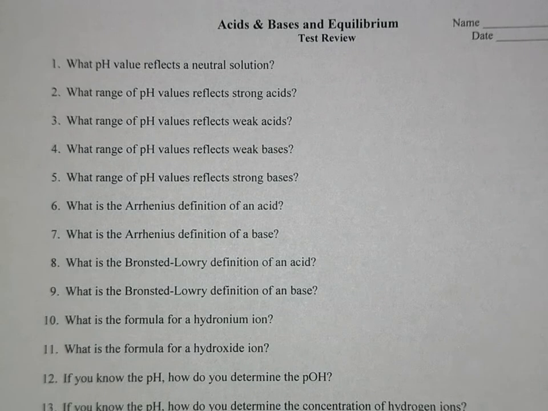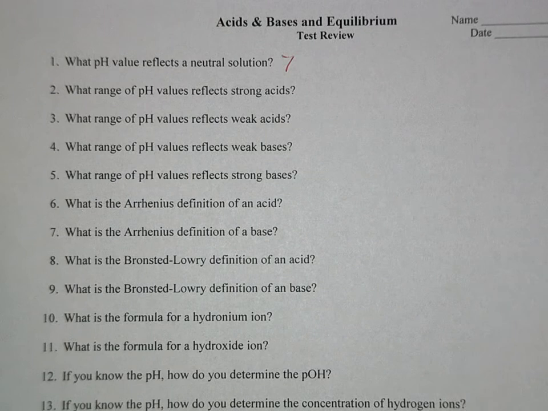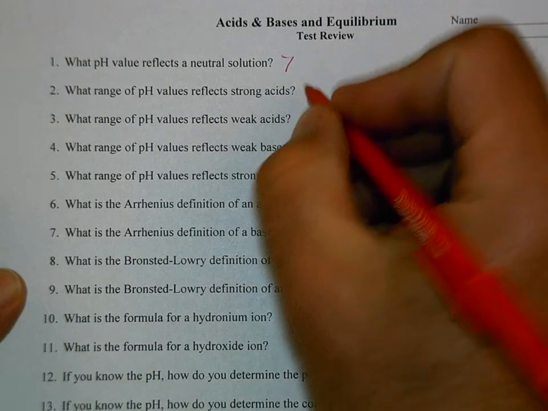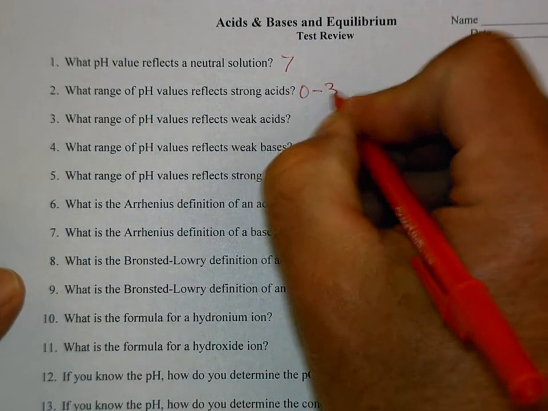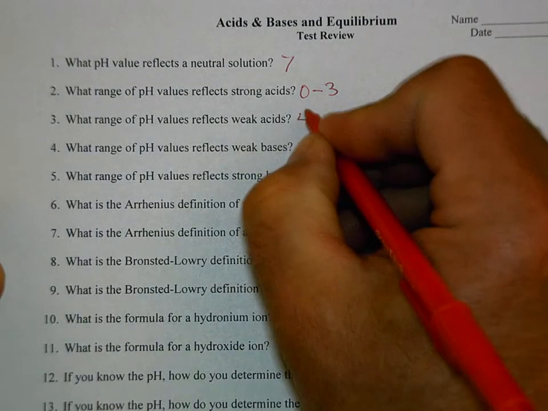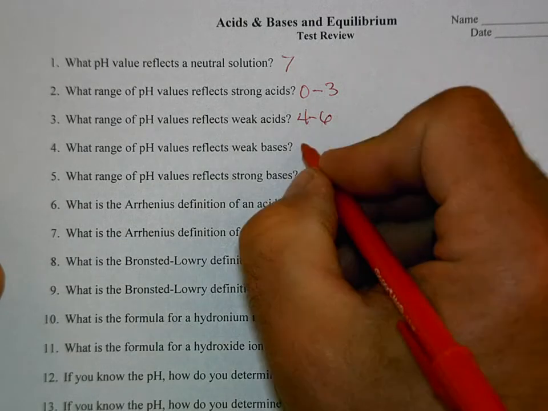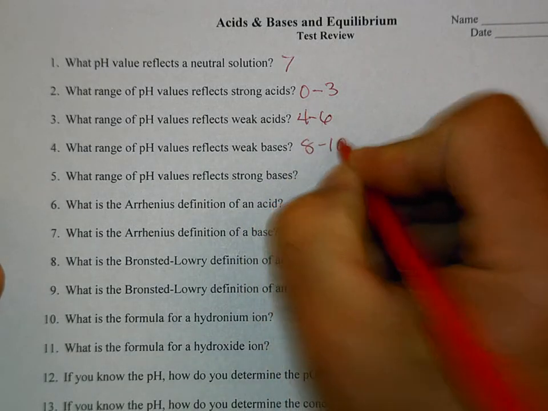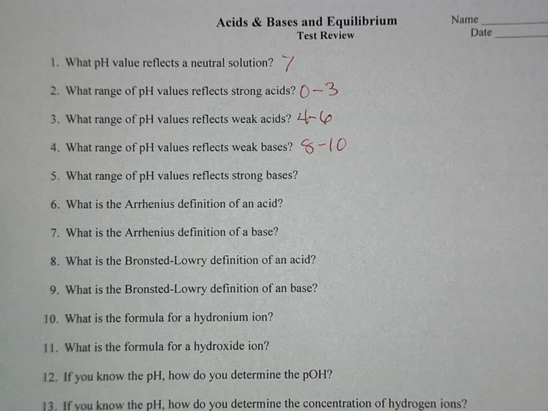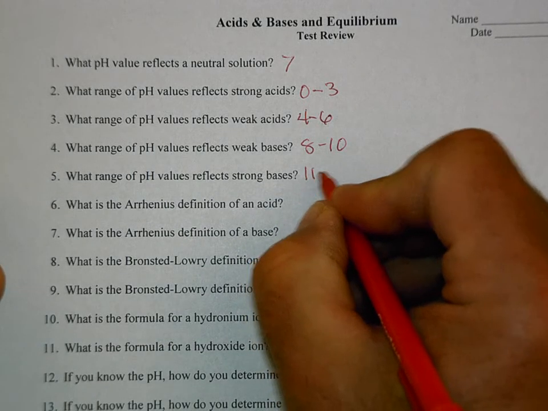All right, pH for neutral: 7. pH for strong acids: 0 to 3, or 1 to 3. Weak acids: 4 to 6. Weak bases: 8 to 10 or 8 to 11. Strong bases: 12 to 14 or 11 to 14.